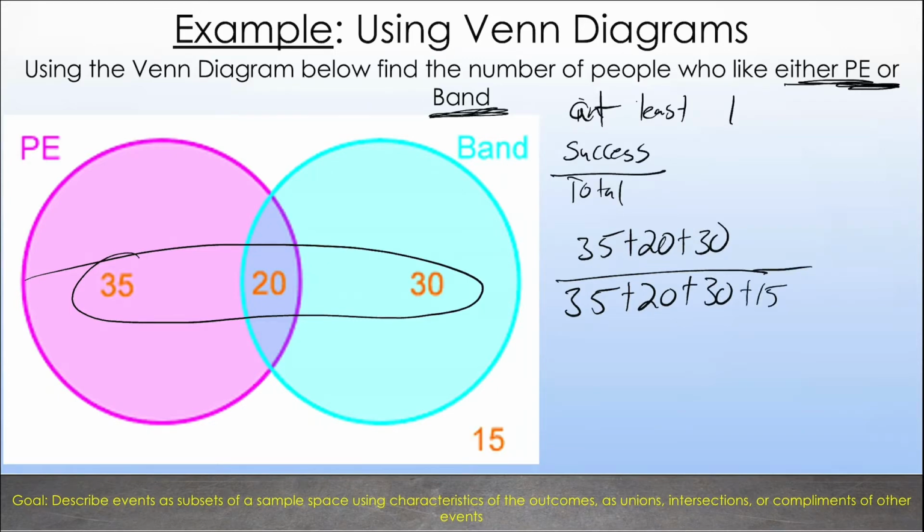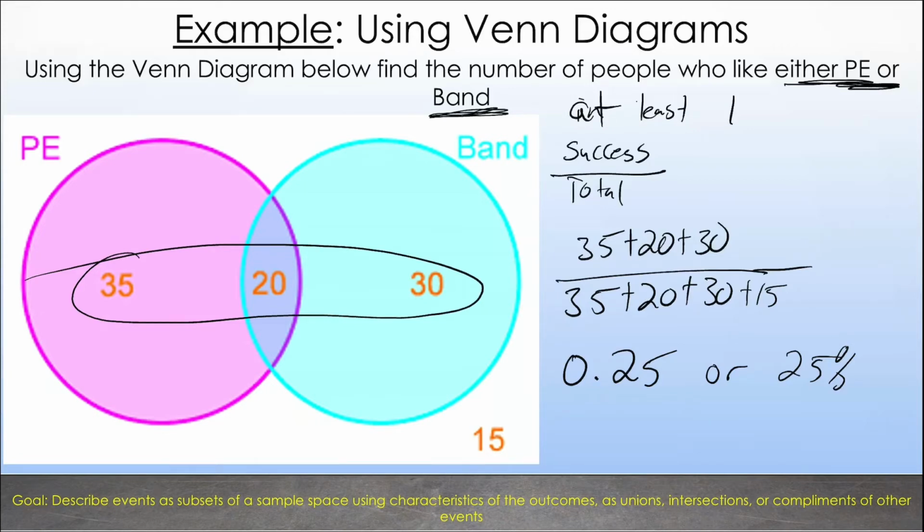Okay, I'm going to type this into my calculator and see what we get. 35 plus 20 plus 30 divided by 35 plus 20 plus 30 plus 15. And we get 0.25 or 25% chance that someone's going to like either PE or band. That number seems really off. It should be a lot higher.